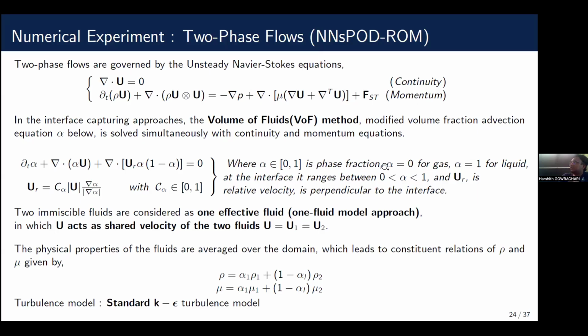For gas it is equal to 1, and for liquid it is equal to 0. And at the interface, it varies between 0 and 1. This is basically a one fluid model, in which the velocity is shared between both phases. And the physical quantities of the fluids are averaged over the phases, which is given by this equation. And the turbulence model we consider is the k-epsilon turbulence model.